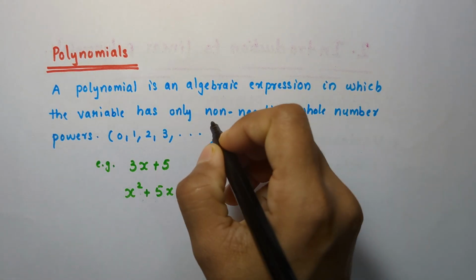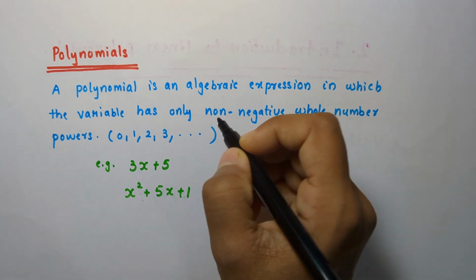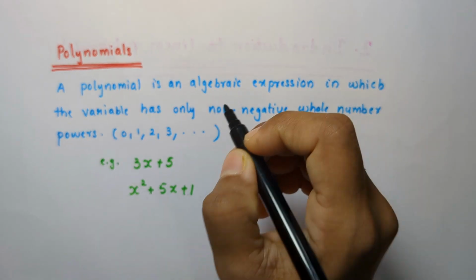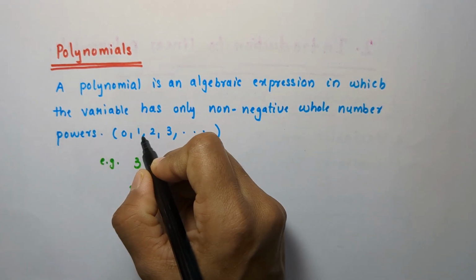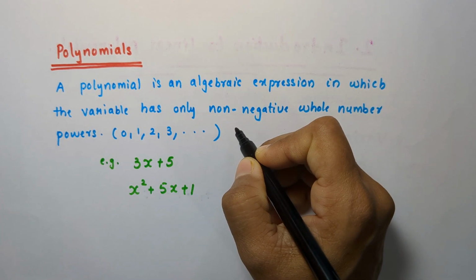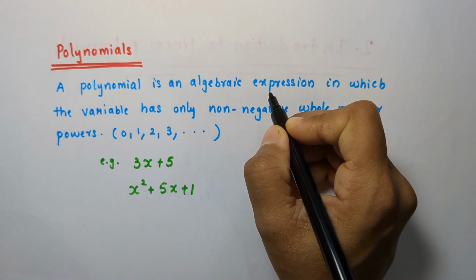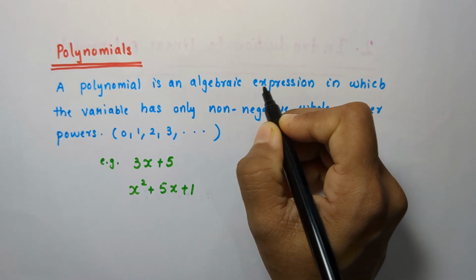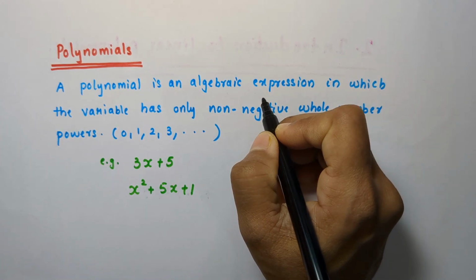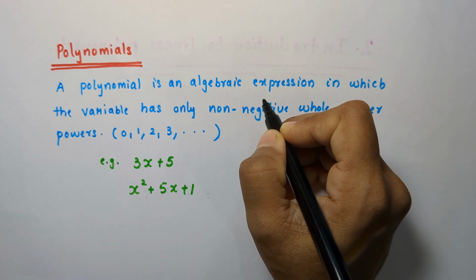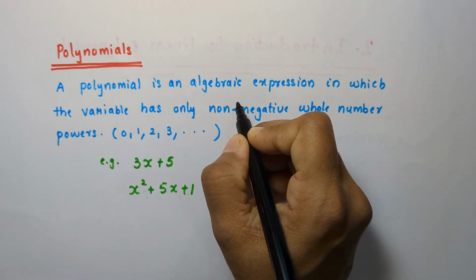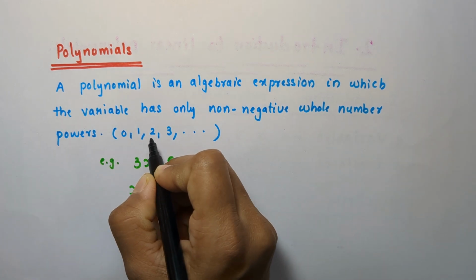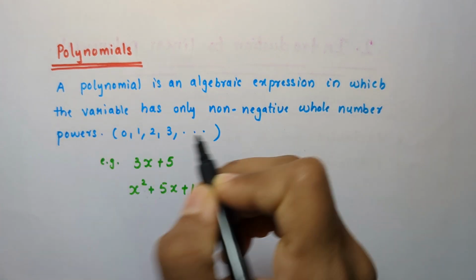Now, what is a polynomial? A polynomial is an algebraic expression in which the variable has only non-negative whole number powers such as 0, 1, 2, 3, etc. What is an algebraic expression? It is a combination of constants and variables connected by the arithmetic operations such as addition, subtraction, multiplication, division. An algebraic expression in which the variable has only non-negative whole number powers is called a polynomial.